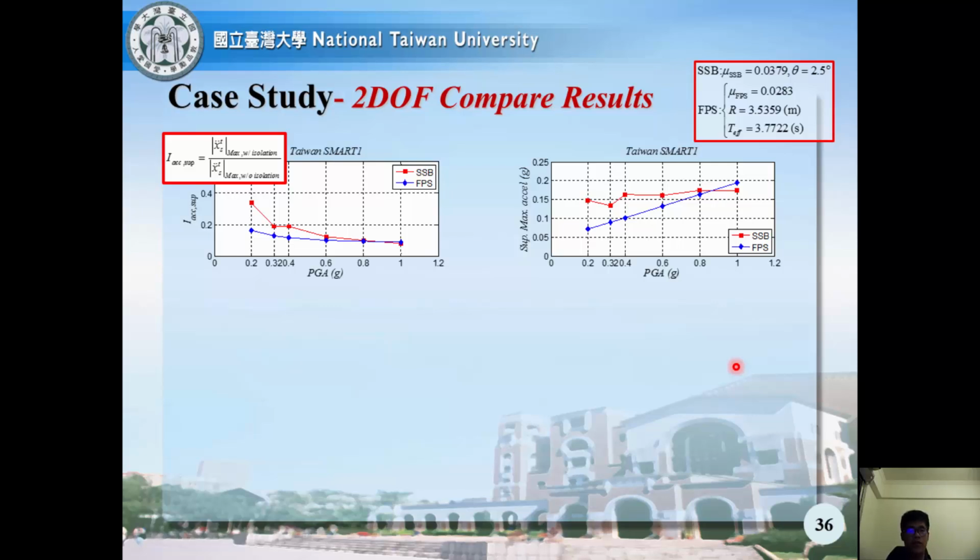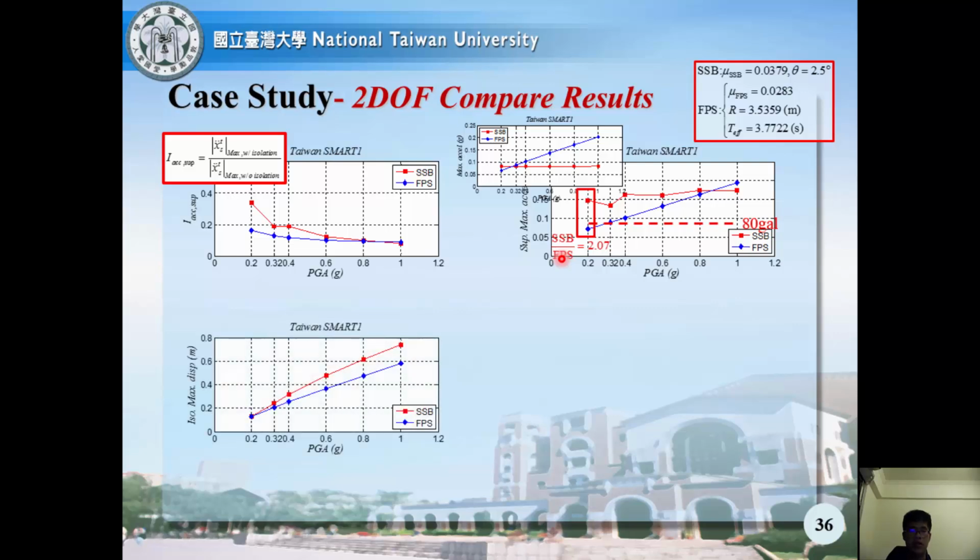From this figure, it shows that both systems are effective under the Taiwan Smart 1 earthquake. However, from the right figure, it shows that SSB is more effective only when the PGA is equal to 1 G. And unlike the rigid case, we may see that the acceleration response of the SSB will not remain at a constant value of 80 gal. It will vary under different PGA. And FPS may have a result more consistent with the rigid case.